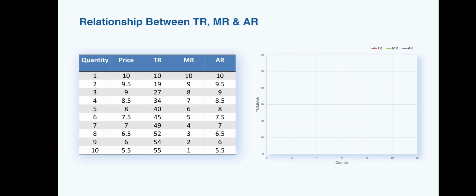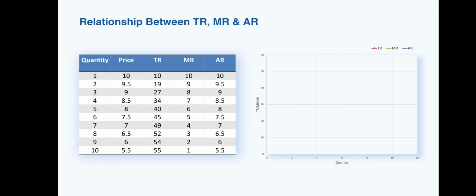We get that by dividing the total revenue value 19 with the quantity value 2, and thus we get 9.5. In this way, we proceed and complete the whole column for the values of AR. Now it's time to plot the points into the graph and make the curve.